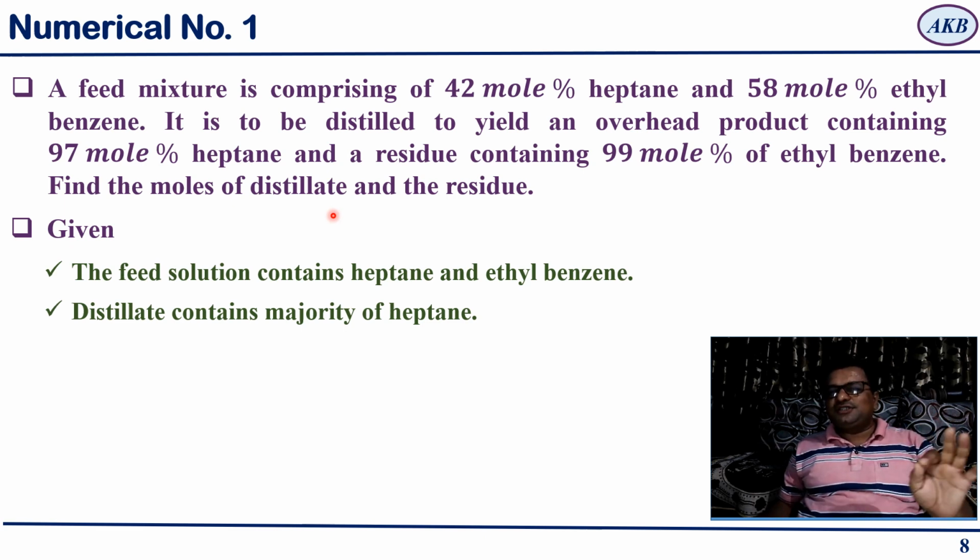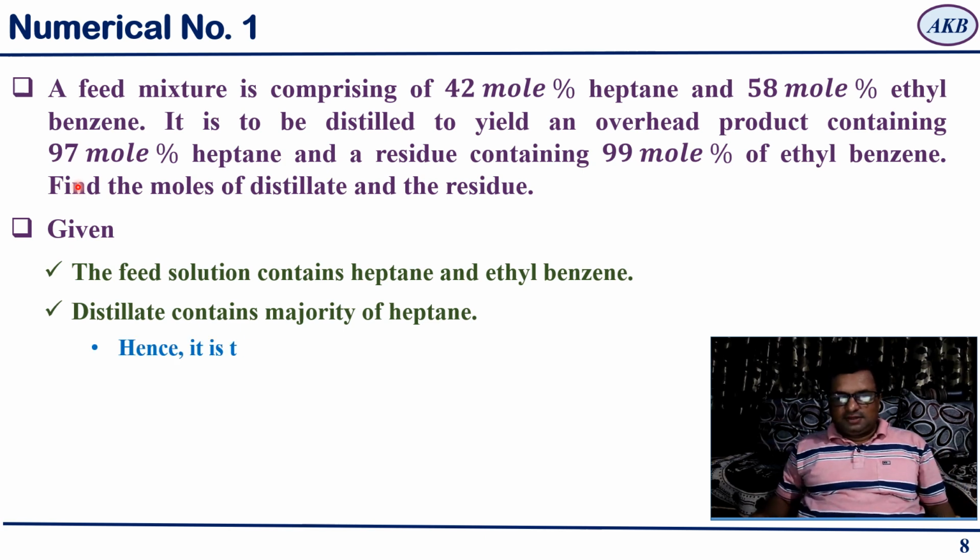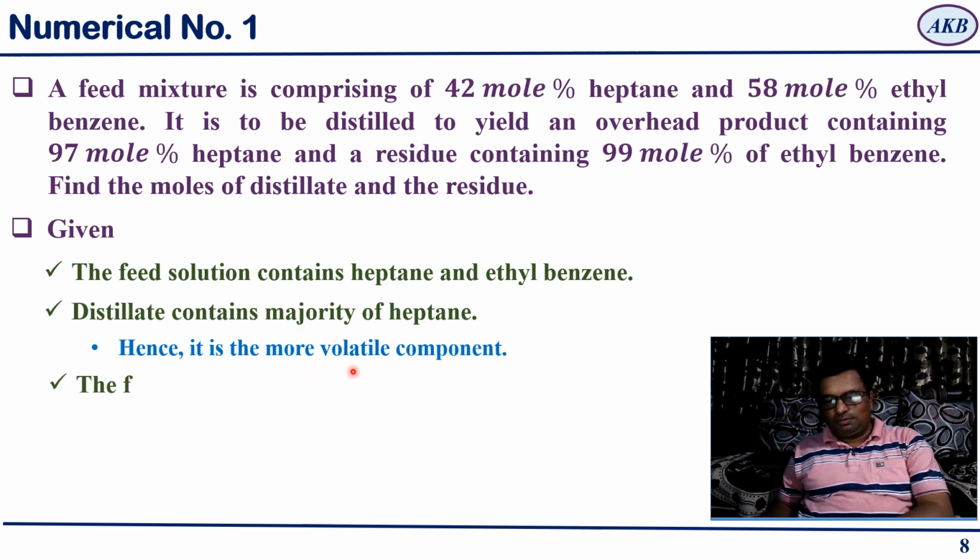So you can identify the more volatile component. The major component in the distillate is the more volatile component. In this case, the distillate is containing the majority of heptane. To be exact, it is containing 97 mole percent of heptane. So we can conclude that heptane is the more volatile component, since the distillate is containing the majority of heptane.